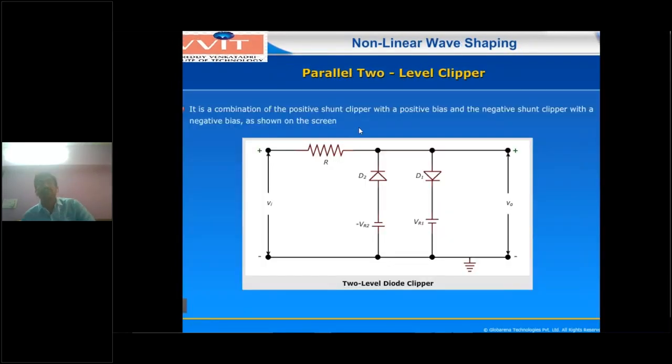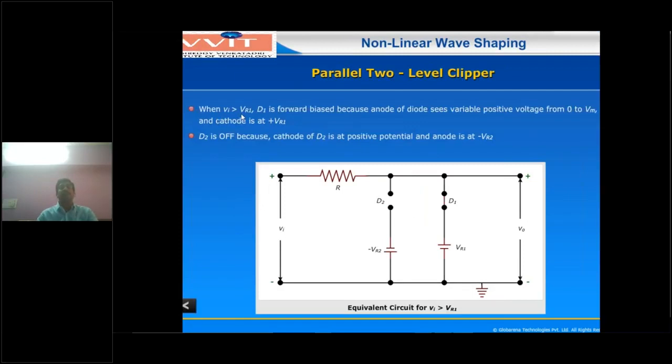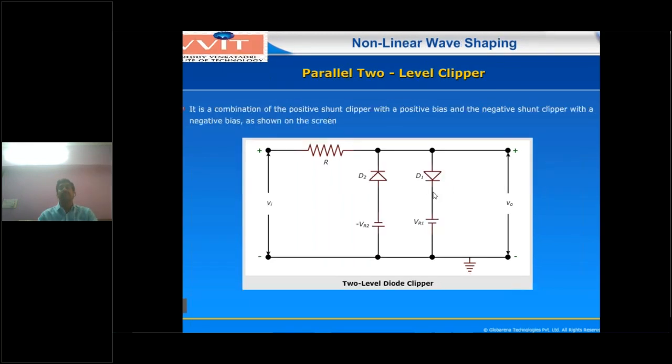See here, it is a combination of a positive shunt clipper and a negative shunt clipper. How does the operation work within this? The first condition is VA greater than VR1, that means input voltage greater than the positive reference voltage VR1. Let us take the example VR1 equal to 3 volts. Input is between 3 to 5 volts, the positive peak being 5 volts. In between 3 and 5, let us take 4 volts. So diode D1 will be forward biased and act as a short circuit.